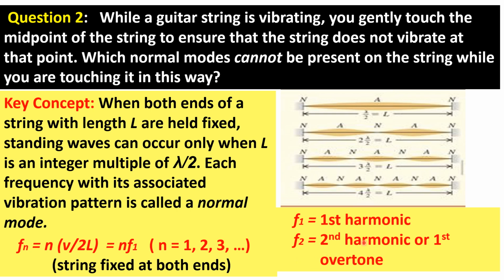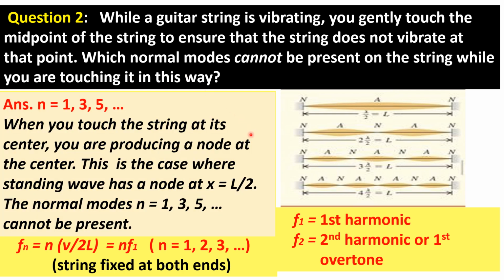But going back to our question, what happens if the guitar string is touched while it is vibrating? You're going to touch it at the midpoint of the string. Okay, so what patterns cannot be present on the string when you do this action of touching the string while vibrating at exactly the middle point? Right. So our answer is all wave patterns where the number of antinodes are odd integers, such as 1 antinode, 3 antinodes, 5 antinodes.